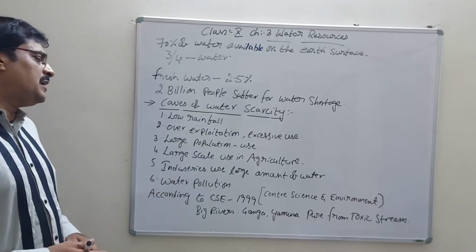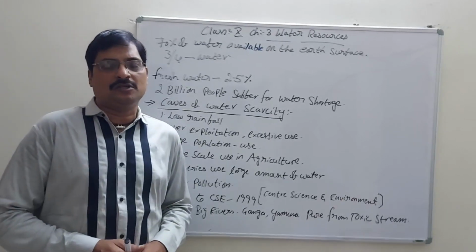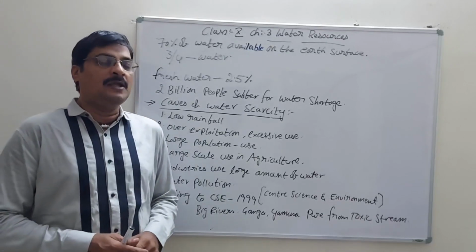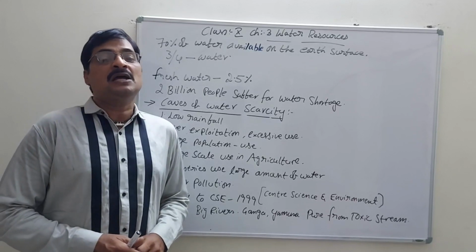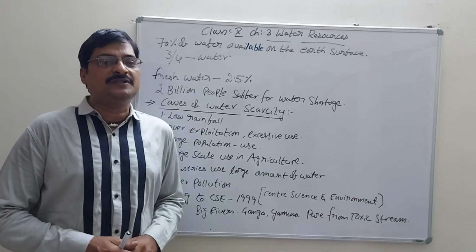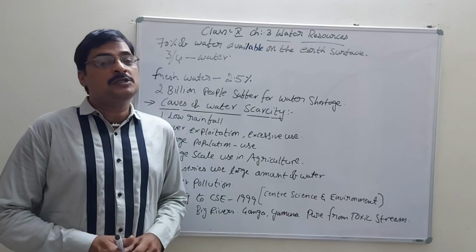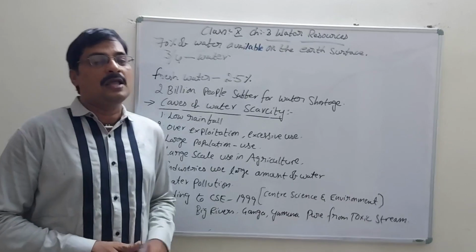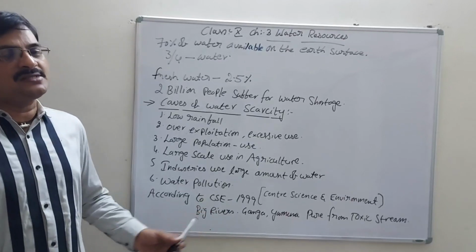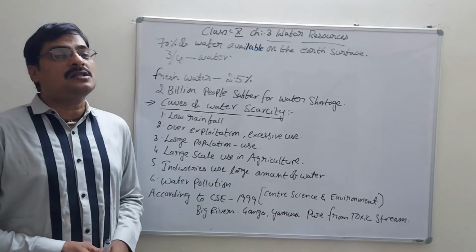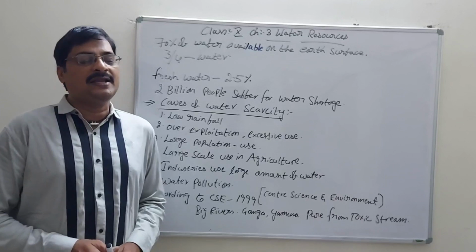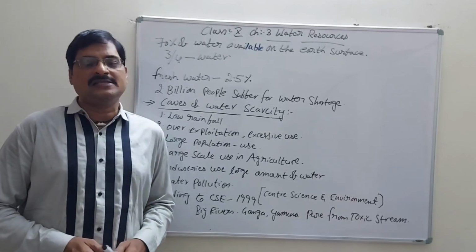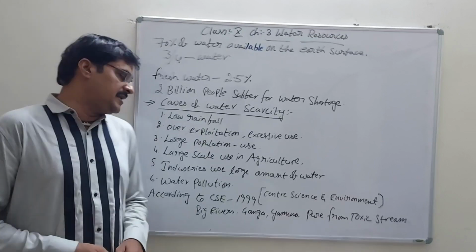Now come to the fourth one, large scale use in agriculture. Yes, the agriculture sector uses fresh water only, not salty water. Salty water is not at all used for the development of agriculture. So fresh water is compulsorily needed for agriculture. And next, industries. Industries also use a large amount of water, for example iron and steel industries.